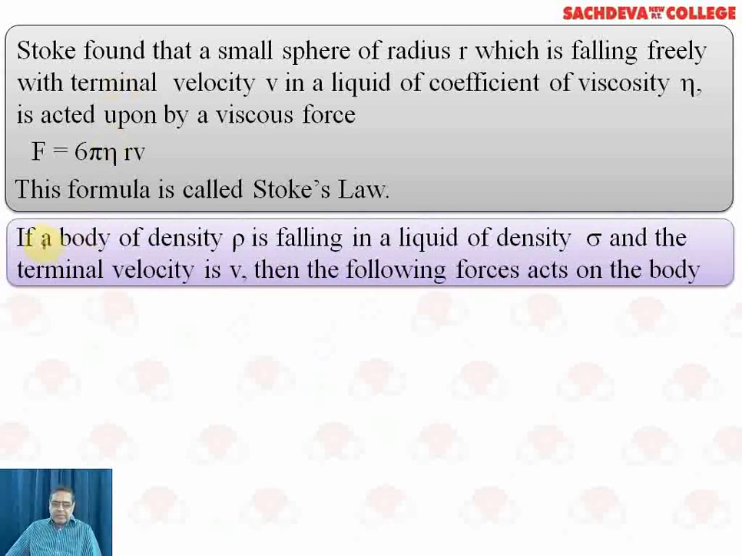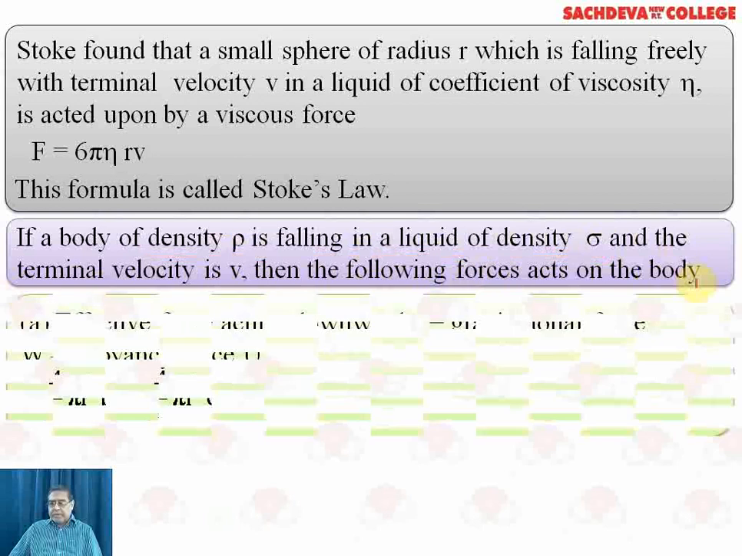Now, the next concept we proceed with: we are taking two symbols, one is rho and the other is sigma. Rho stands for the density of the falling body, and sigma stands for the density of the liquid in which the body is being dropped. So now we proceed with our concept. If a body of density rho is falling in a liquid of density sigma, and the terminal velocity is v, then the following forces act on the body.